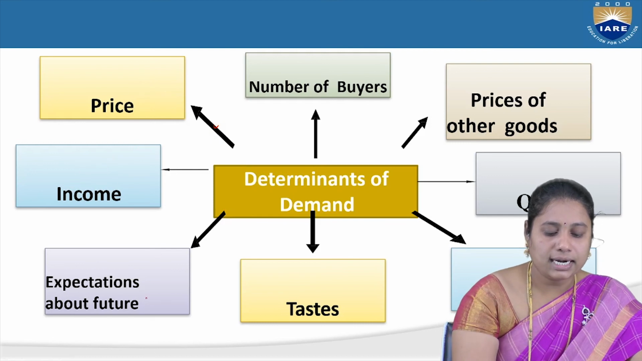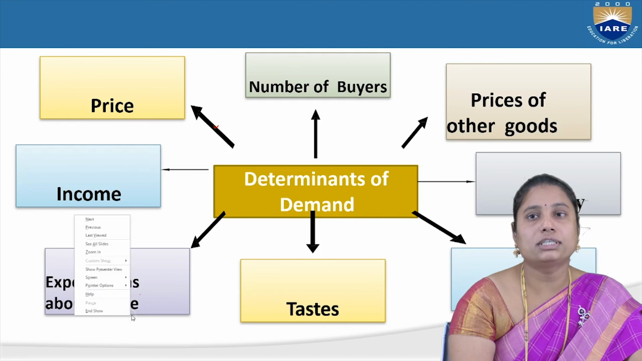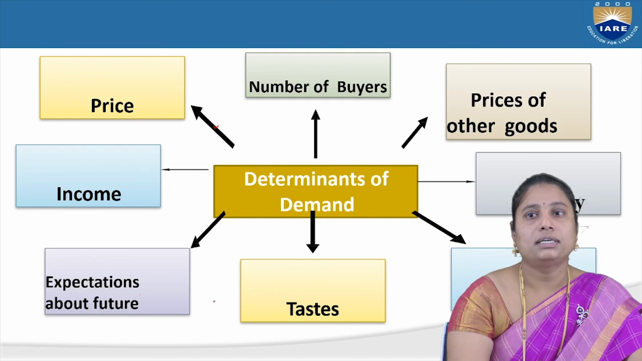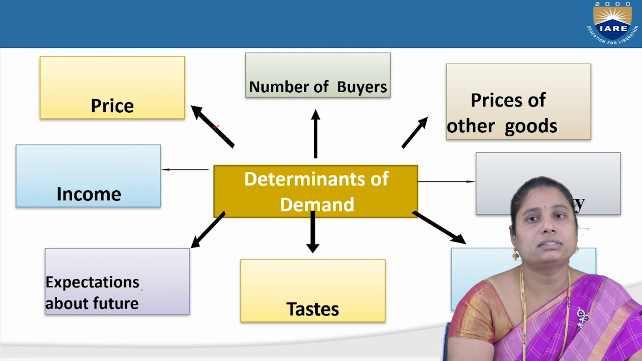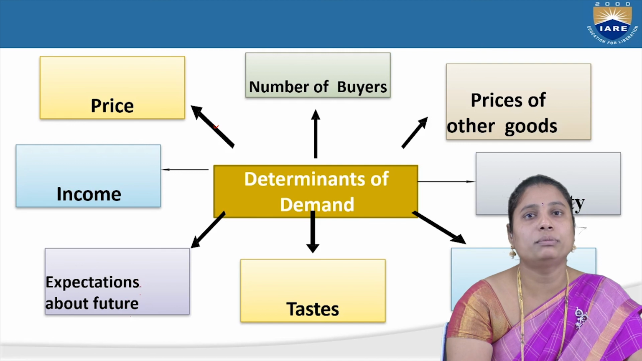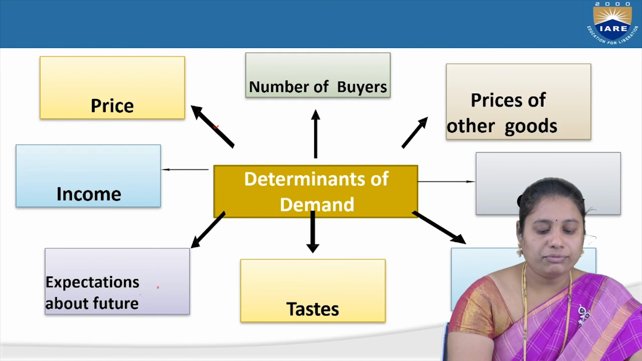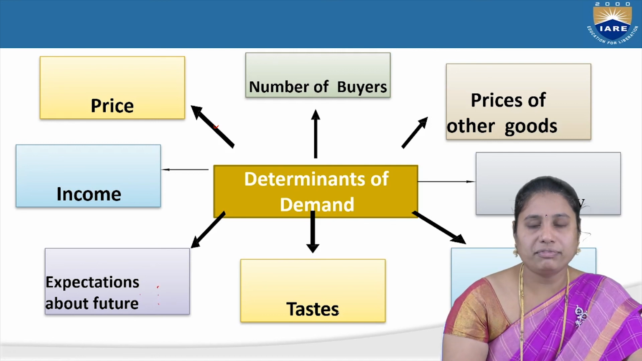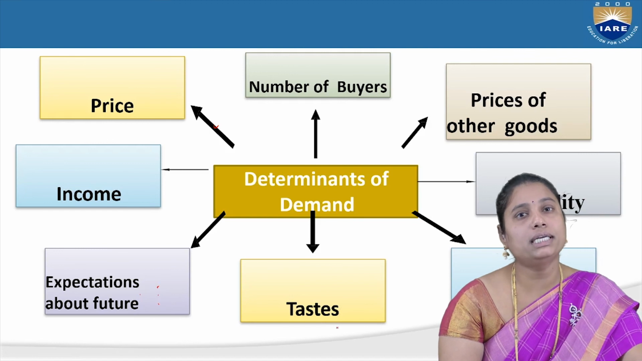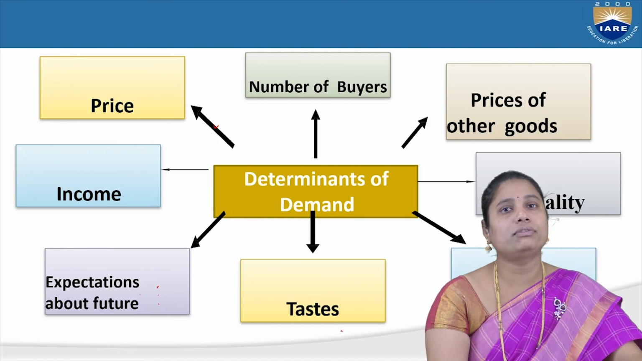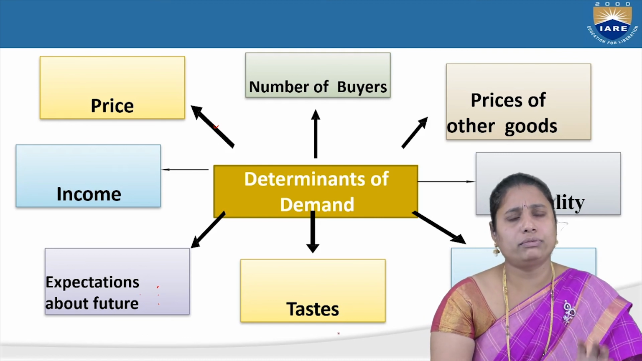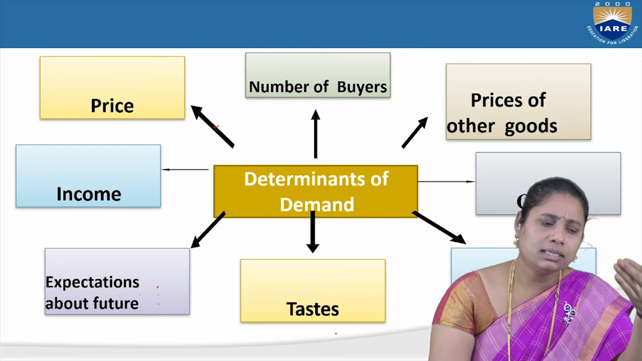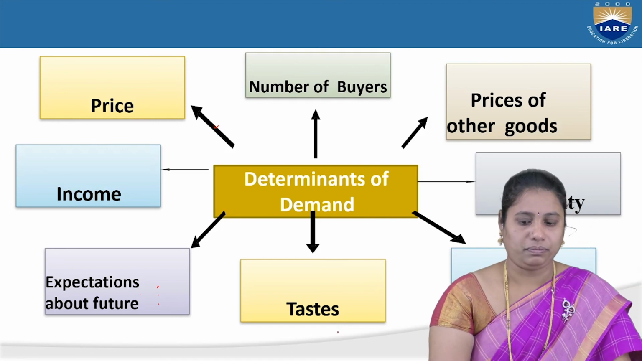Income proportionate, and expectations about the future. In future, if the product price is going to increase, then automatically the present demand will increase. In future, if we think that the product price is going to decrease, the present demand will decrease. So that is the future expectations of the price. And taste and preferences. If the taste and preferences increase, the value creation for the product and the demand will increase. If our taste and preferences reduce, as we don't want to use that product, then automatically there is less demand for the product.